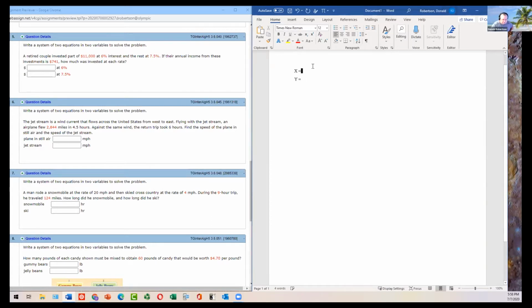Well, I'm going to call x the amount they invested at 6%. Oh, where's the percentage point? I know you're there somewhere. There you go. And then I'm going to call y the amount that they invested at 7.5%. Okay, that's step 1.